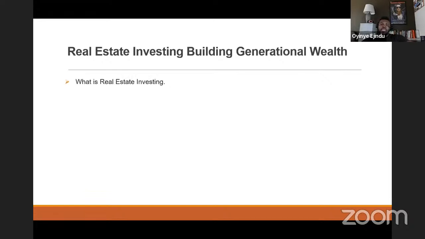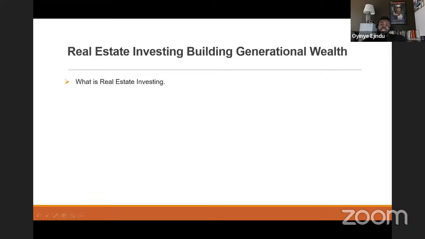Okay. So in regards to real estate investing, the question I have for you is, what is real estate investing? Real estate investing is the ability to use your resources to purchase real estate assets that would help you generate passive income or help you generate income over a long period of time.